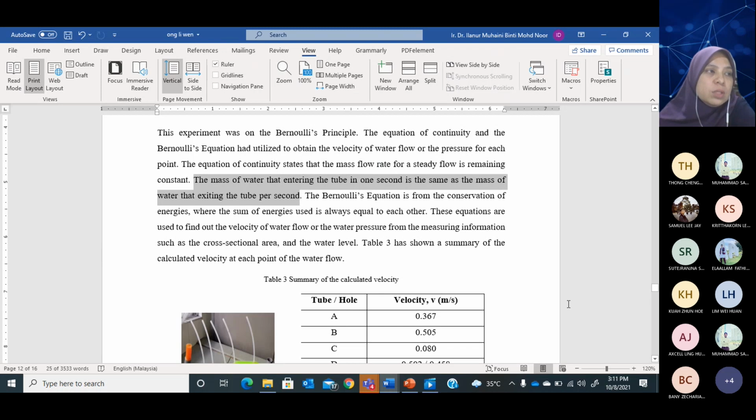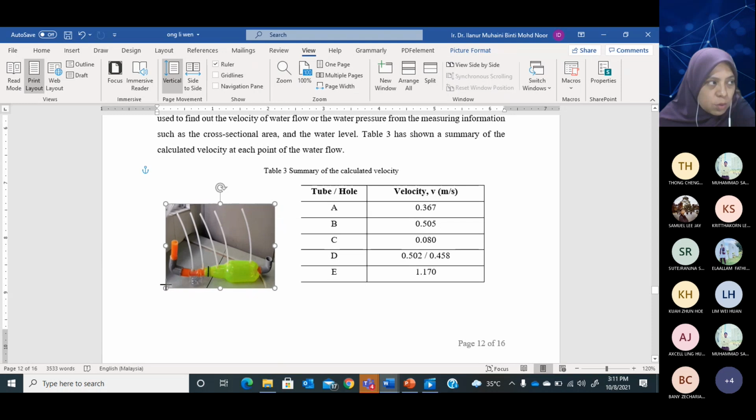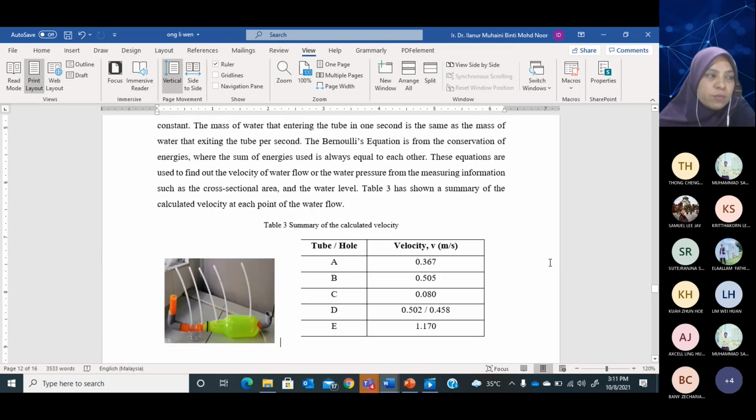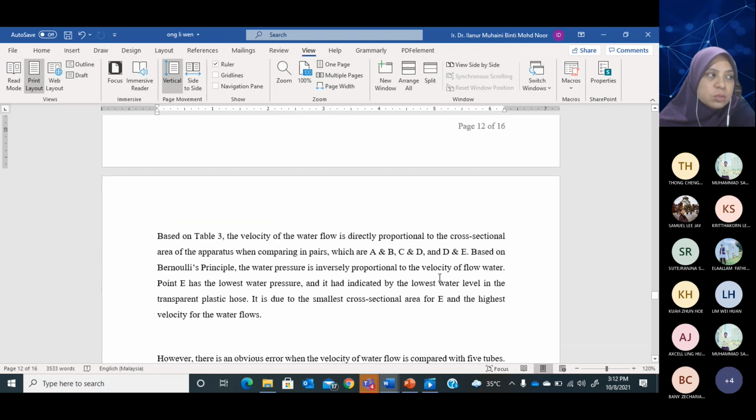Okay, so Bernoulli equation states that these equations are used to find out the velocity of water. So area is the biggest here. Here is a bit smaller at D, a bit only. But here quite different, right? Double. 0.5 here, 1.1. But do you think the discussion is enough? Discussion doesn't mention, or maybe at the bottom.